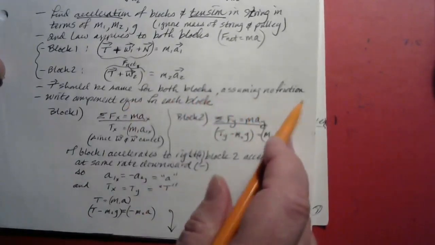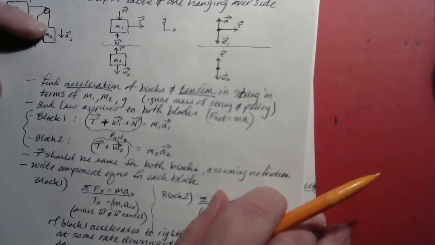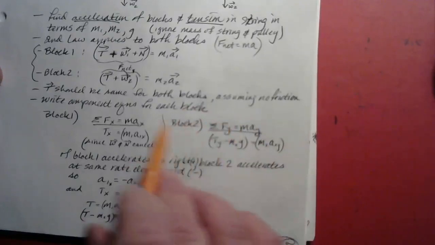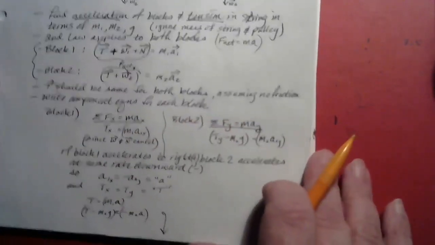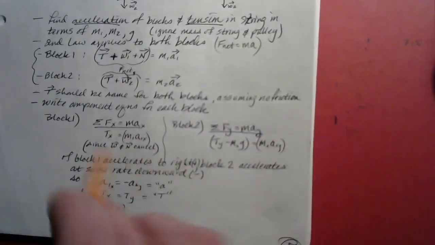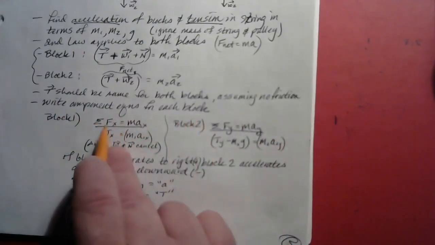The tension should be the same for both blocks, because in a situation like this, the tension is normally the same throughout the entire cord that connects the objects. That's assuming no friction, and assuming the cord doesn't stretch or bunch up or anything like that. So you can just write the component equations for each block.